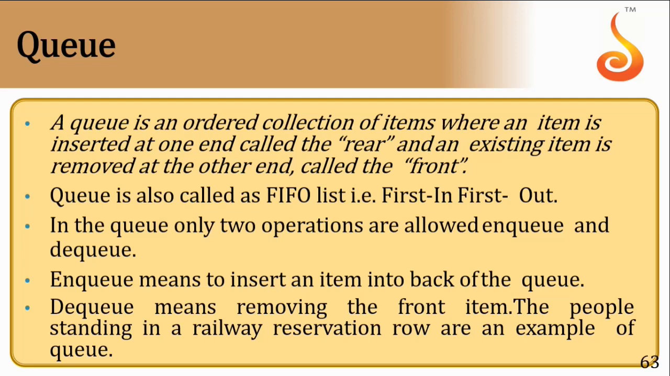So front will maintain which element has to go out of the queue, and rear is where an element is inserted into the queue, because the insertion happens from rear and deletion happens from front. Front will keep track of which element should go out of the queue, and rear will keep track of the element which is inserted into the queue. Whereas in stacks, I had only one pointer because the insertion and deletion happened from only one end, that is top. Whereas in a queue, the insertion happens from the rear and the deletion happens from the front. So I will have front and rear pointers to keep track of the elements of the queue.